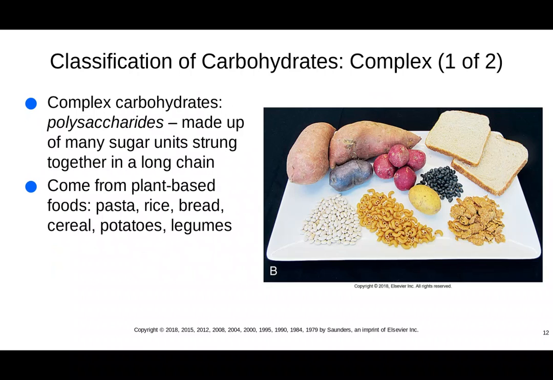So complex carbohydrates, another classification of carbs, are polysaccharides. They're made up of many sugar units strung together in a long chain, right? Compared to monosaccharides and disaccharides, which are simple carbs, the complex ones are made up of much more sugar units. And these come from plant-based foods such as pasta, rice, bread, cereal, potatoes, and legumes, which we have some pictures of here.